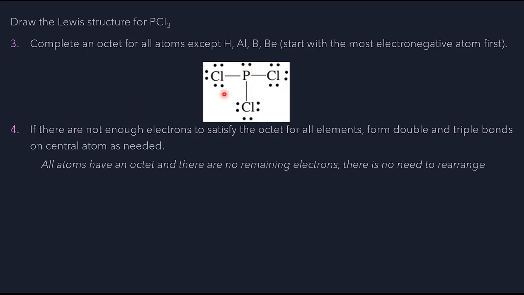Now you're going to take a step back and count to see if everybody's octet is happy. So chloride, we can already see, has 8. This chloride has 8. This chloride has 8. Phosphorus has 1, 2, 3, 4, 5, 6, 7, 8. So phosphorus is also happy. All the atoms, therefore, have the octet, and there are no remaining electrons, so there is no need to rearrange anything. So smiley face, yay.